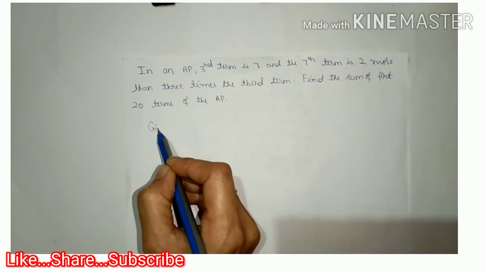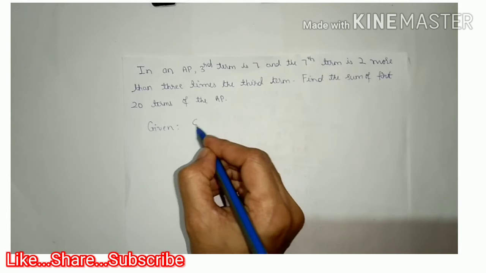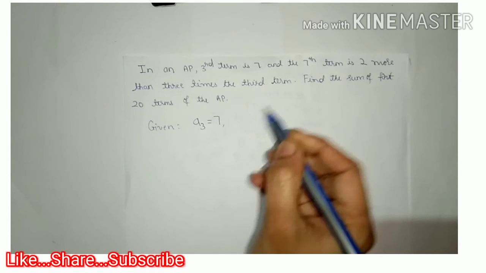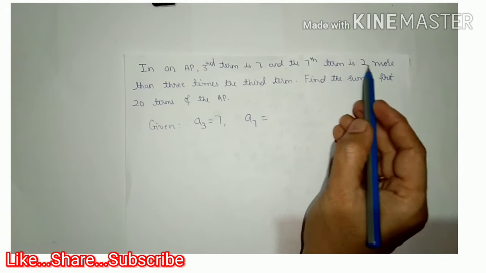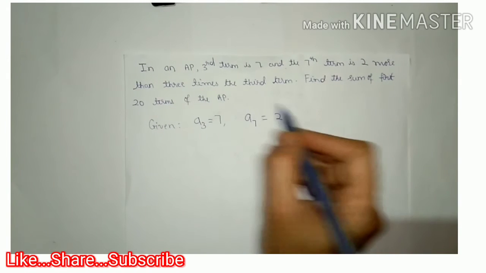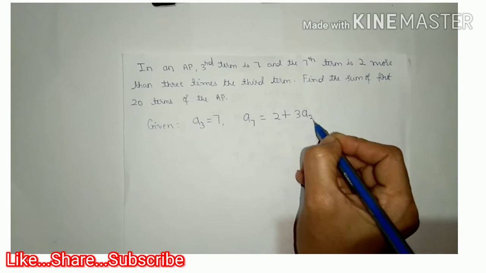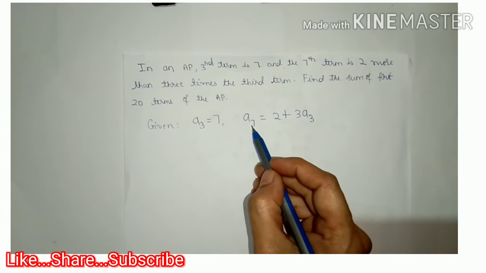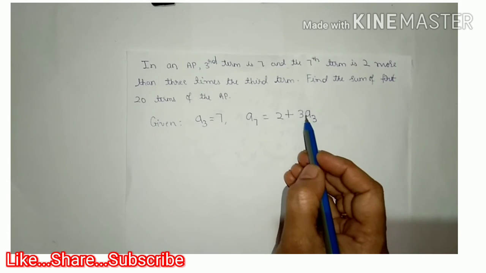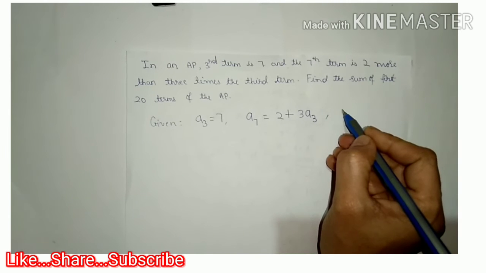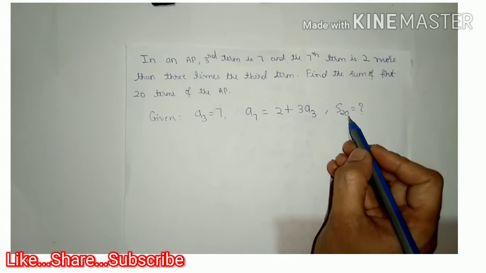Here given, in an AP, the third term is 7, A3 is 7. And the seventh term A7 is 2 more than 3 times the third term. Find the sum of first 20 terms of the AP. S20 is equal to how much?